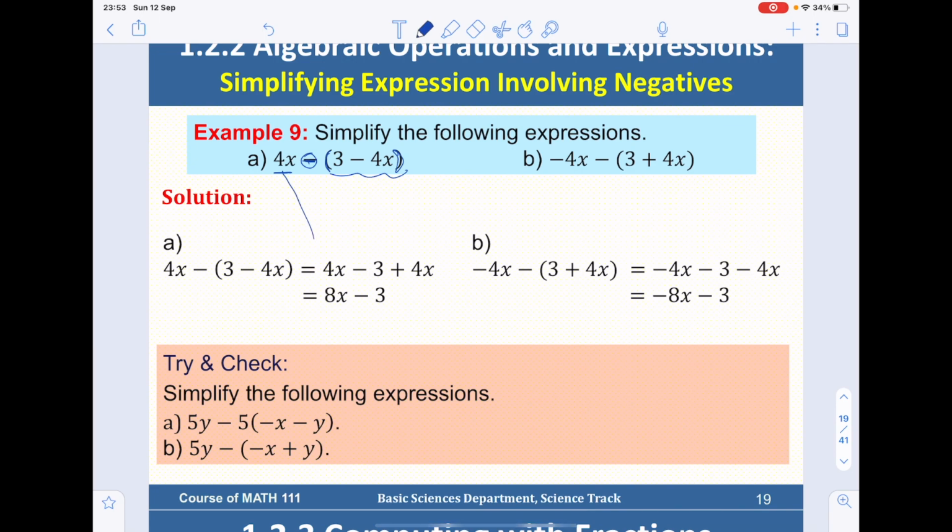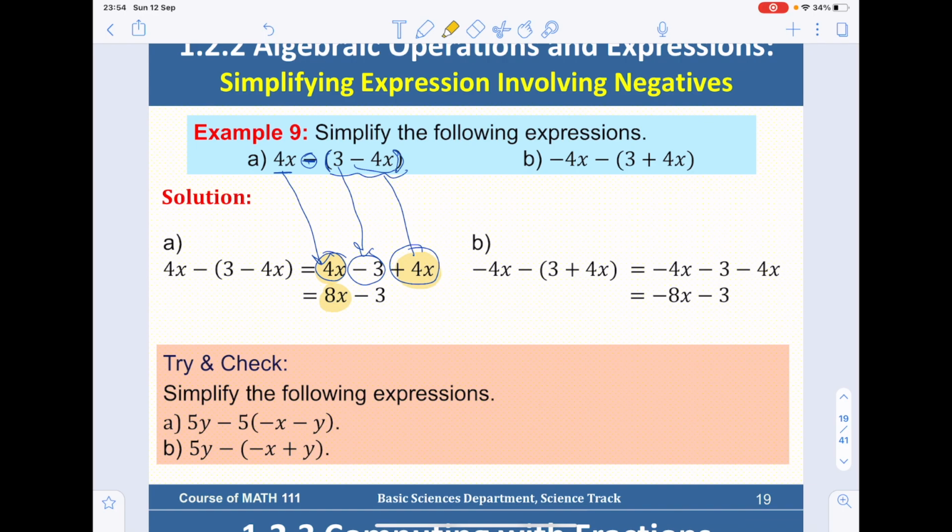So as you see, I put this value as it is, then 3 I put as negative 3, and negative 4x I put as plus 4x. Okay, so if we multiply the parentheses by a negative value, it will change the signs of all the terms inside the parentheses. Now I have to just add the similar values. Here I have 4x plus 4x, which is 8x, and negative 3 I just put as it is.